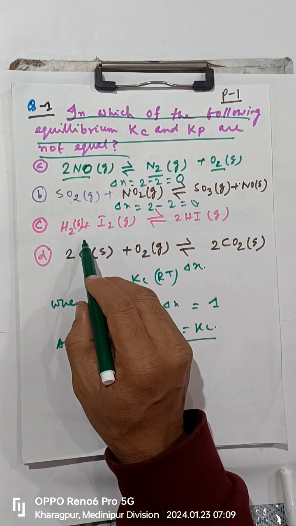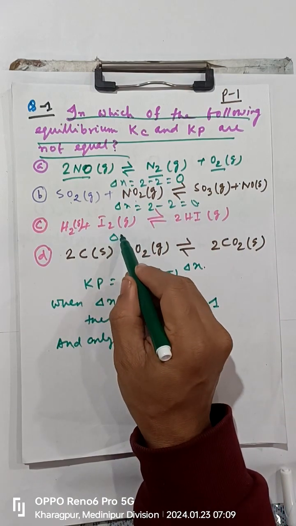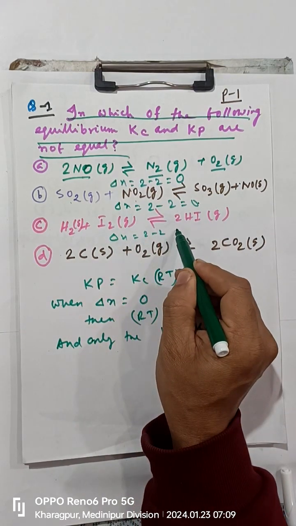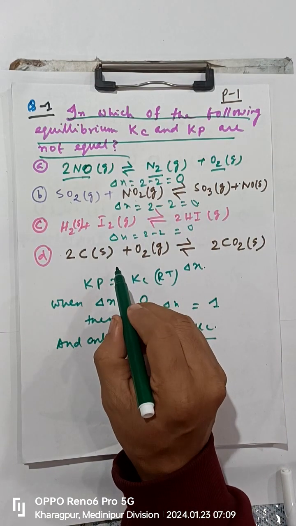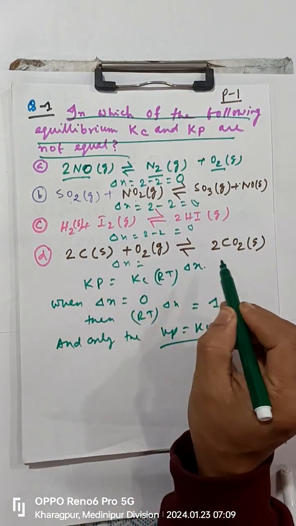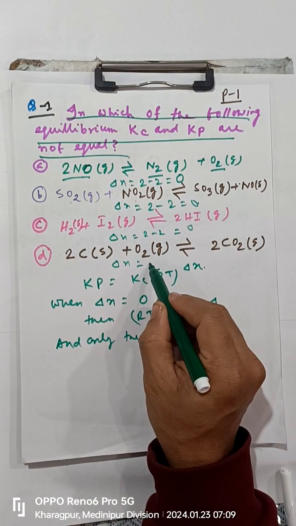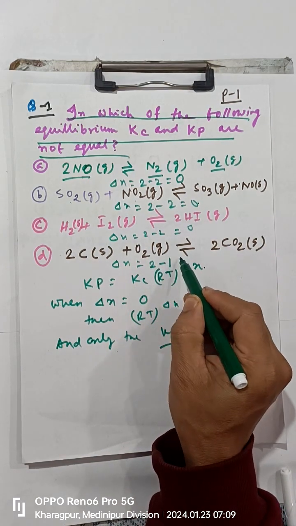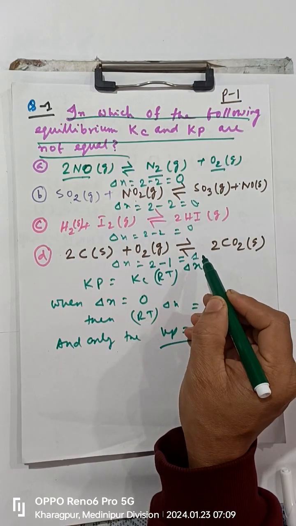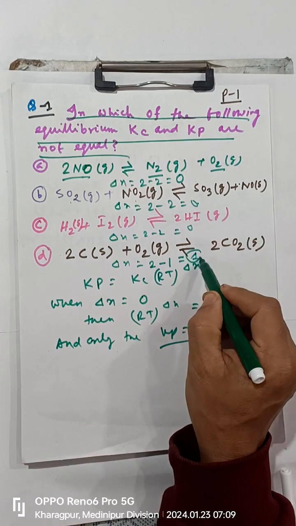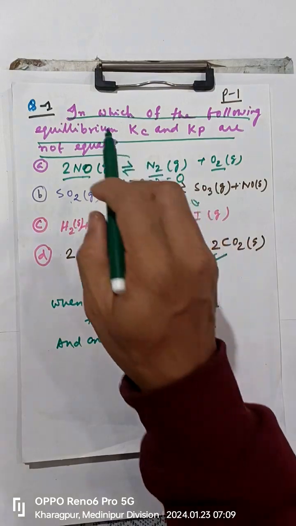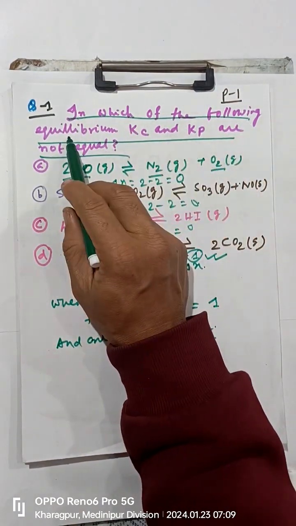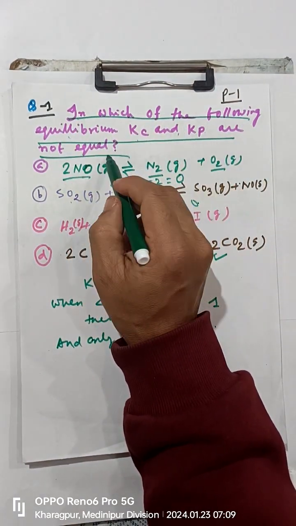In the third reaction also, delta N is equal to 2 minus 2, which is 0. But in the fourth reaction, reaction D, delta N is equal to 2 minus 1, which is 1. So only for reaction D, delta N is not equal to 0. Now we will come back to the question: in which of the following equilibrium Kc and Kp are not equal?